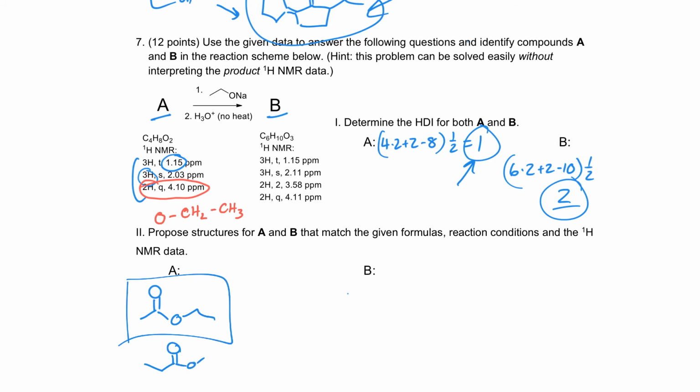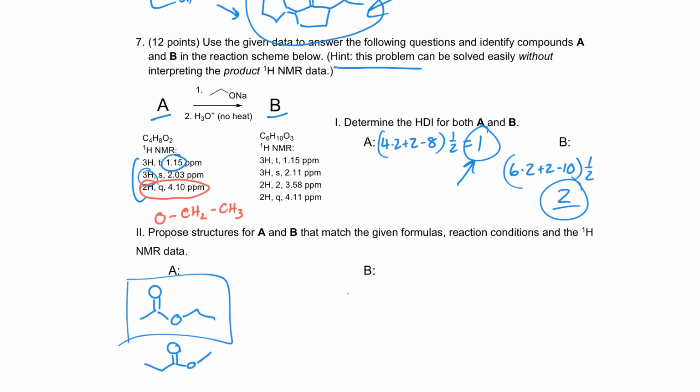A lot of students drew this. They got half credit because the 2 hydrogen quartet would not be shifted to 4. This would be shifted to about 2. This would be shifted near to 4, but it would be a singlet, a 3 hydrogen singlet. So this one does not match the proton NMR spectrum.